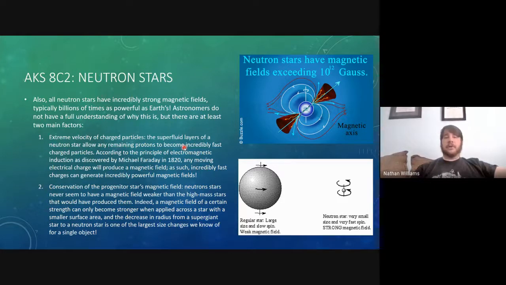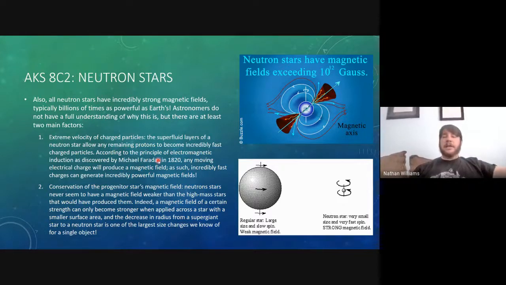Nothing has a magnetic field comparable to that of a neutron star, except even stronger magnetic neutron stars, which we'll talk about pretty soon. So again, incredibly fast charges can generate incredibly powerful magnetic fields. That's the key idea to this factor.